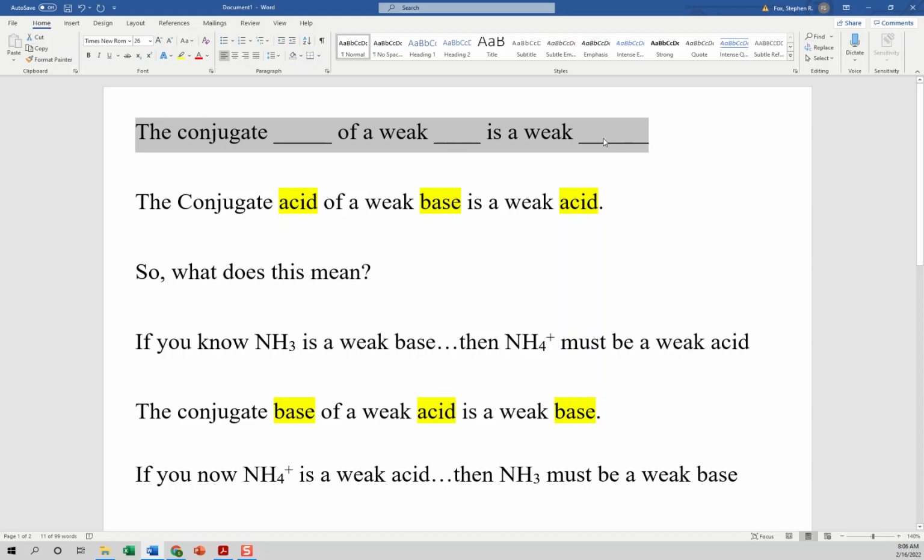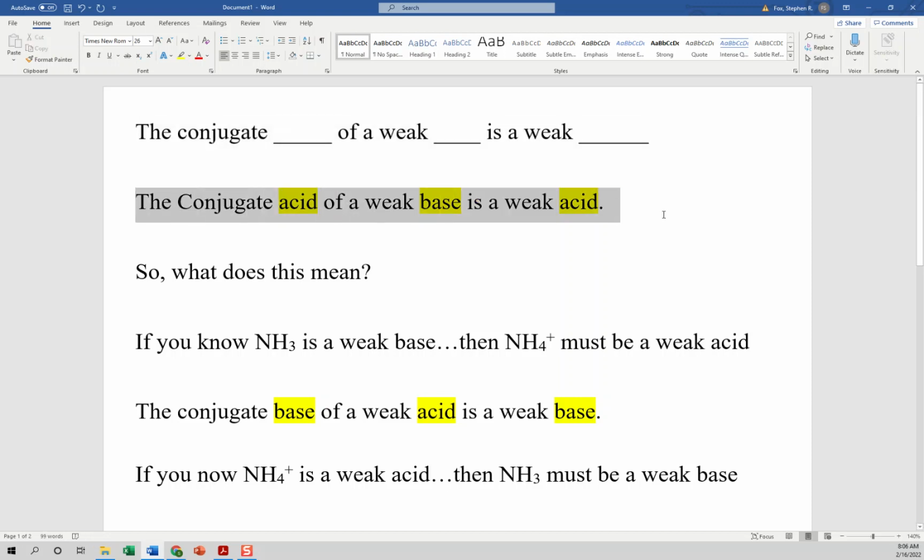So the deal is, if you have a weak acid, whatever its conjugate pair is going to be a weak base in solution. Or if you have a weak base, whatever its conjugate pair is, it will be an acid in solution. A weak acid, but it'll still be acidic. All right? So let's put this rule to the test here. If we follow the rule, the conjugate acid of a weak base is a weak acid.